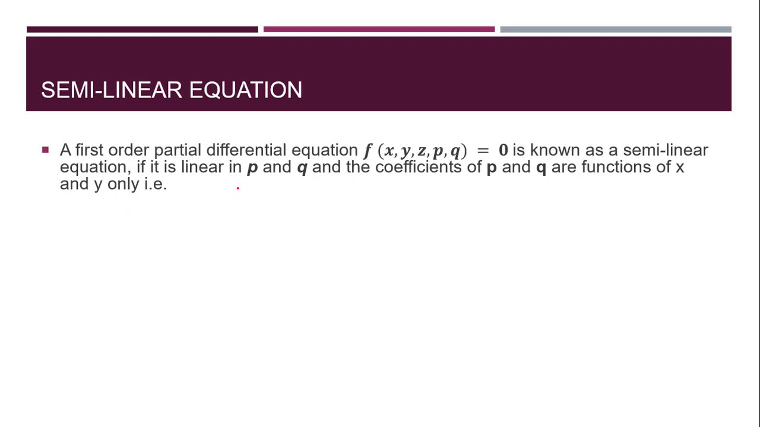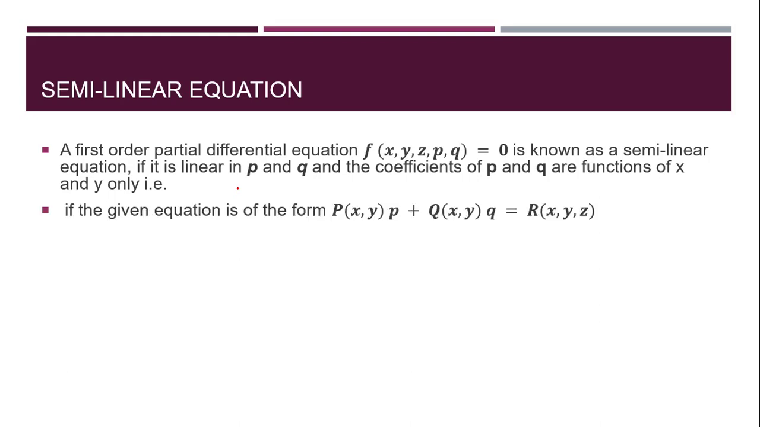Next is the semi-linear equation. We call it a semi-linear equation if the equation is of this form. This part is the same, but here I can observe that instead of R(x,y) into z plus S(x,y) as in the linear one, we have removed the condition and we say it should be R of x, y, z, meaning anything can come here, a function of x, y and z. So if we have an equation of this form, it is said to be semi-linear.